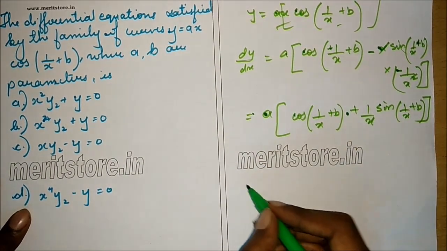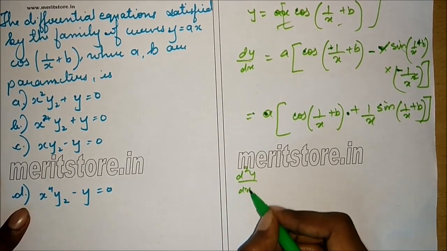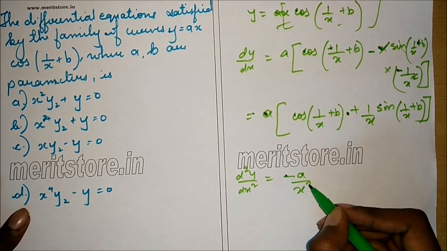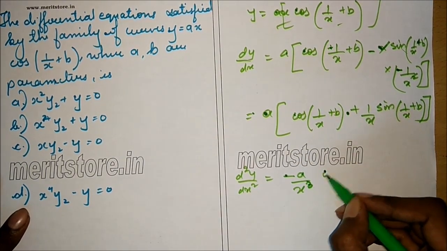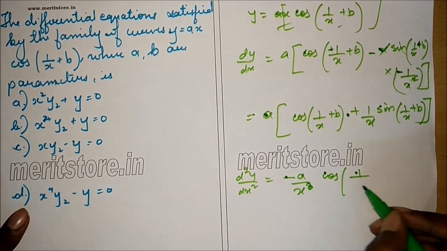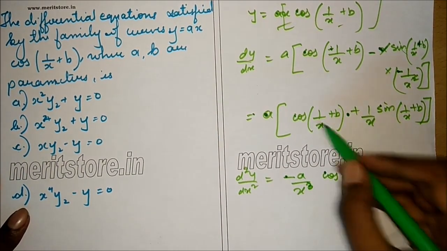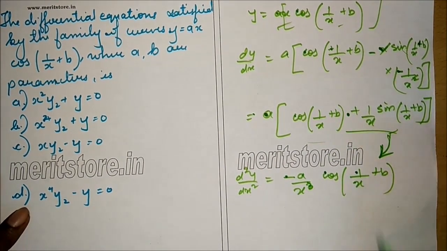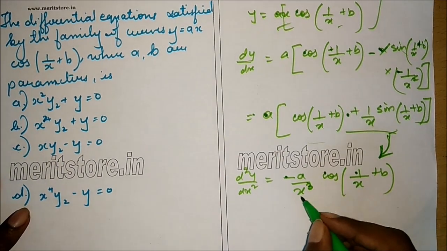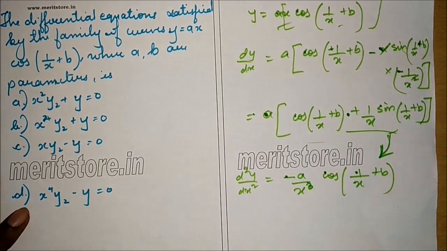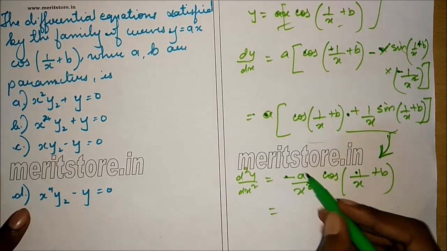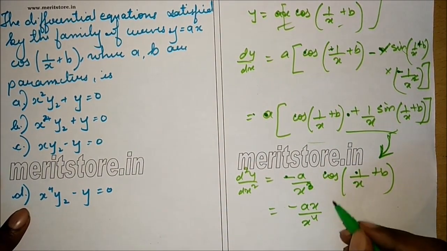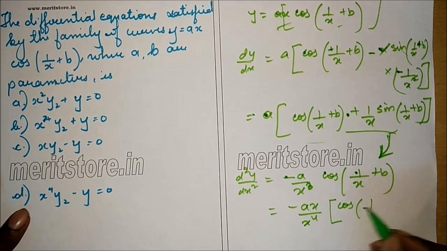Again differentiating this with respect to x, d2y by dx square will be equal to minus a by x cube cos of 1 by x plus b. After simplifying, we will finally get this term after differentiating these two. So this is what we got after differentiating. Now multiplying and dividing by x, we get minus ax upon x raised to 4 into cos of 1 by x plus b.